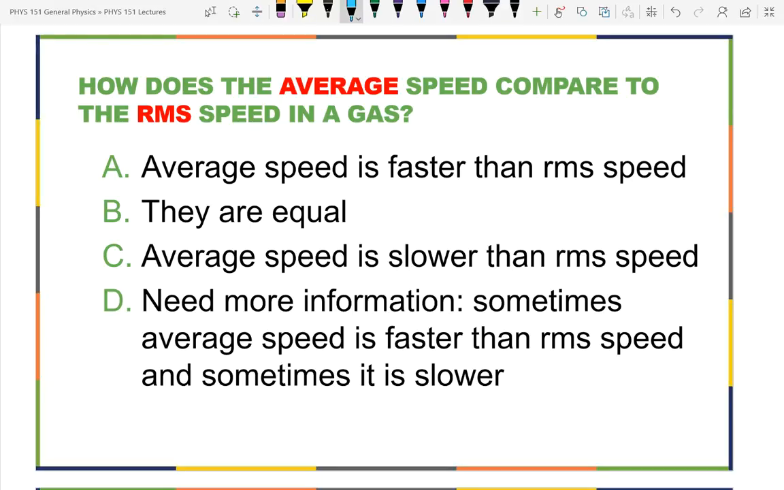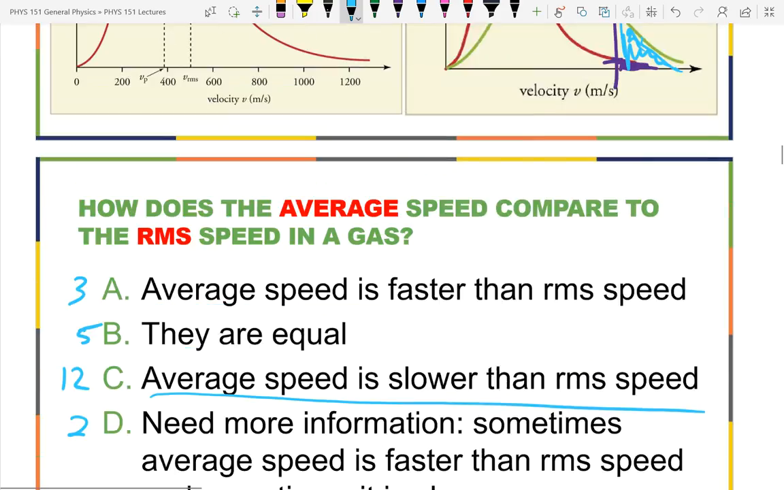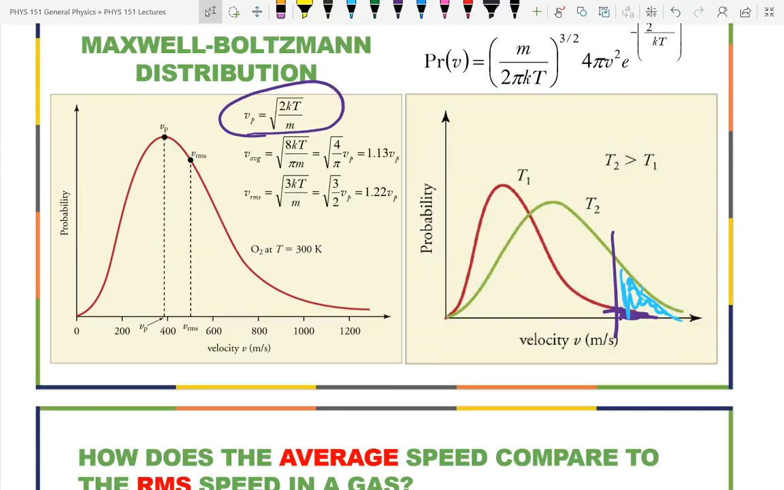Okay, 3, 5, 12, and 2. So the majority, 12 out of 22, said the average speed is slower than the RMS speed, and the majority is correct. We go back to this graph. The RMS speed is here. The average speed is not shown, but you notice 1.22, V most probable 1.13. So V average is about there.